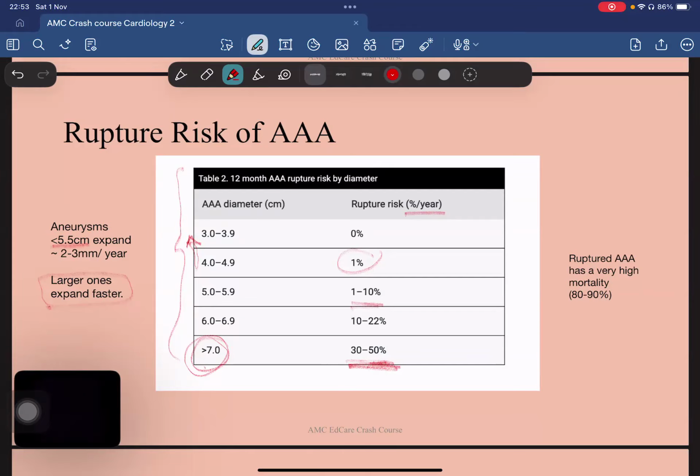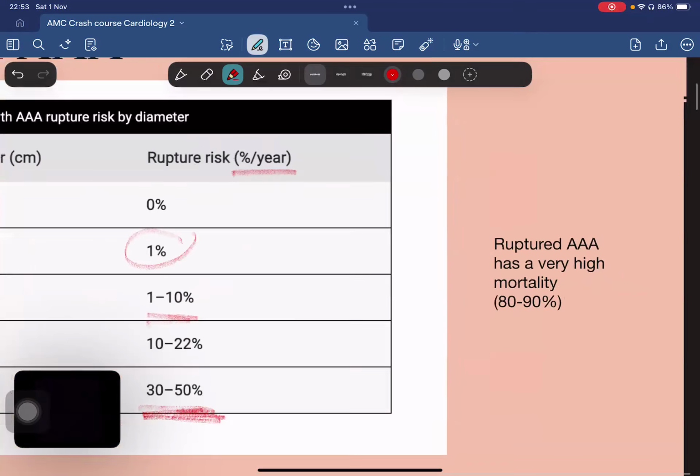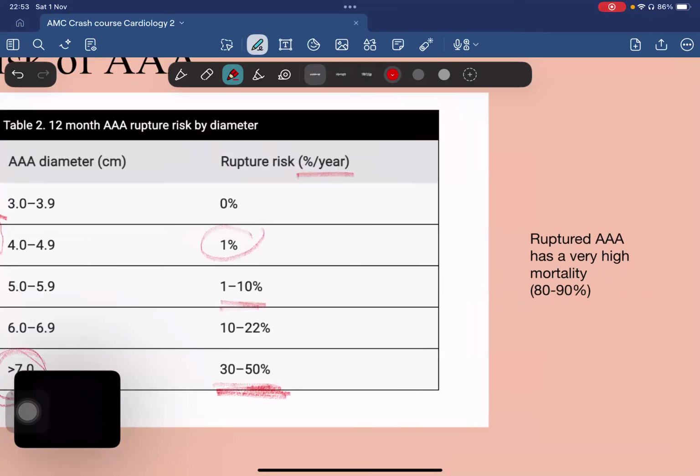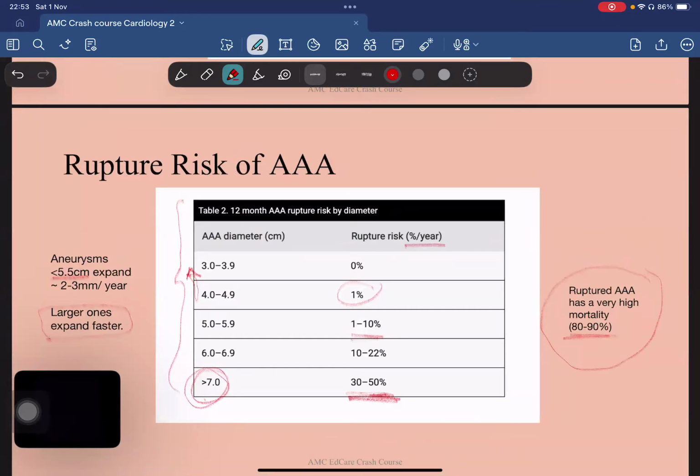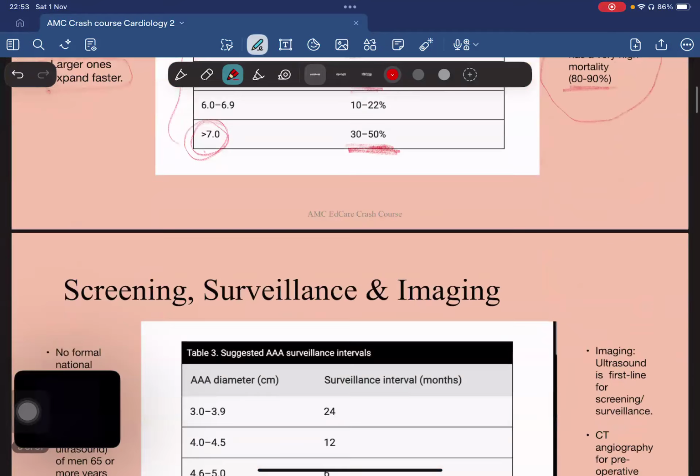So yeah, and then something that you have to remember is when the rupture occurs, the mortality goes really high, even up to 80 to 90%. Even if you've done surgery, the mortality rate is very, very high. So this is why this topic is very important for us to know. This is why AMC has been testing this a lot. It's very important to detect and monitor before it gets to that rupturing point. So yeah, let's go to the next slide.